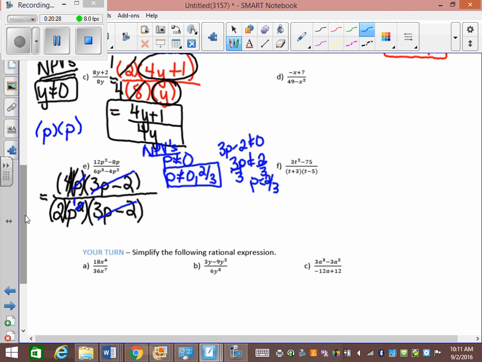And I can take a 2 out of 4 or 2. 2 divided by 2 is 1. 4 divided by 2 is 2. And I'm left with 2 on the top in the numerator and p on the bottom in the denominator.